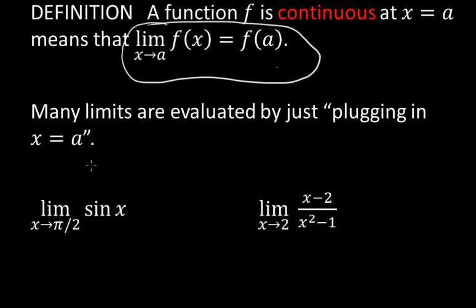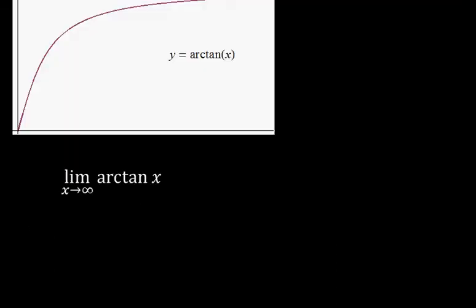Many limits then are evaluated by just plugging in x equals a. For example, the limit of sine x as x approaches pi over 2. Well, the function is continuous at pi over 2, so it's simply the sine of pi over 2, which of course is 1. So we have a limit of 1. Likewise here, as x approaches 2, we get 2 minus 2, 0 on the top. On the bottom we get another constant, 3, and that is equal to 0. So if a function is continuous at x equals a, to evaluate the limit of that function as x approaches a, you plug in x equals a.